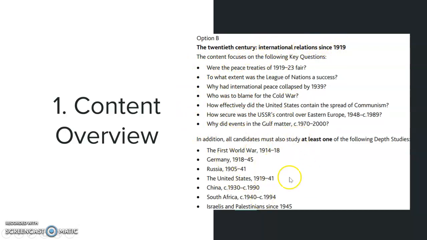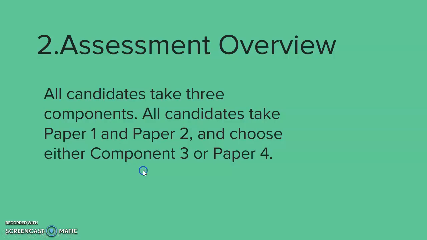The second part will be depth studies. All candidates must study at least one, but our school made it compulsory to study at least four: the First World War, Germany, Russia, and the United States. Overall, this is the syllabus for history in St. John's Secondary International School.